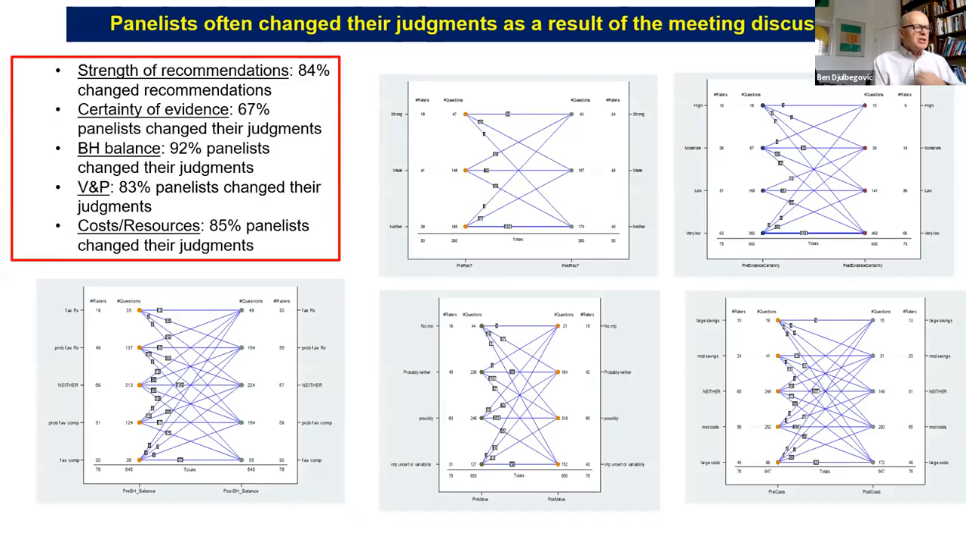Well, it turned out that actually the judgment on almost all, though not all, GRADE factors tremendously changed. And we don't have data for all of our panelists, by the way. There's only about 470 or so.